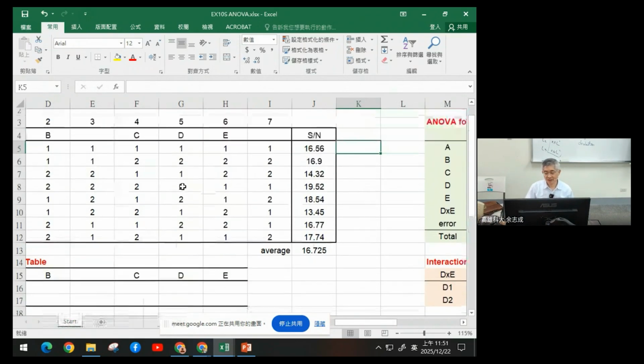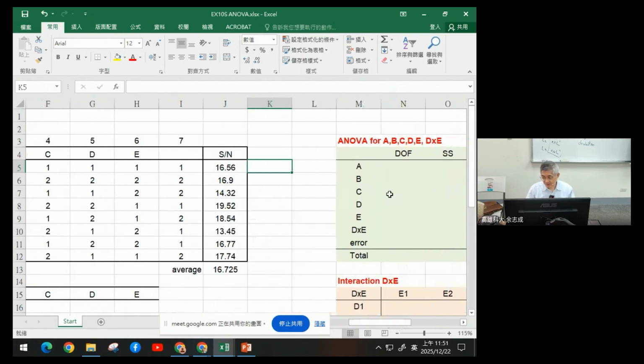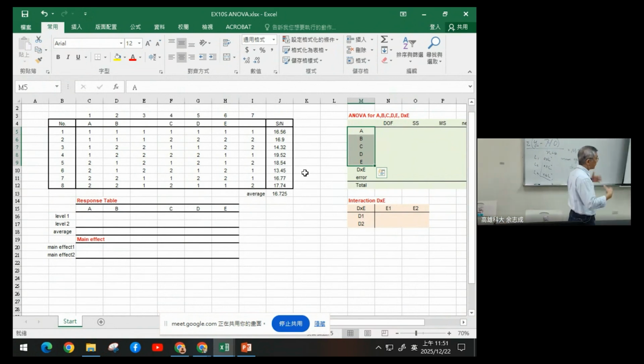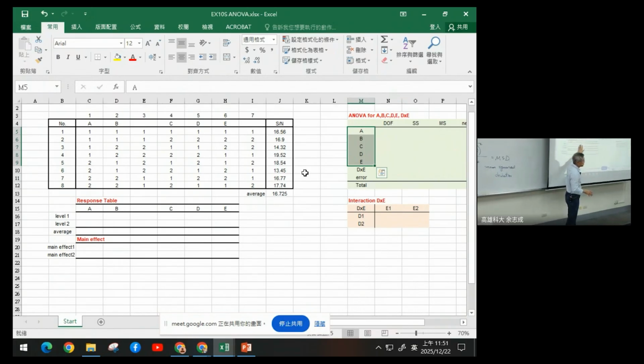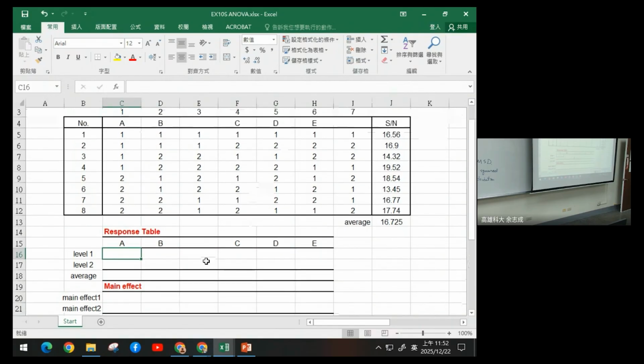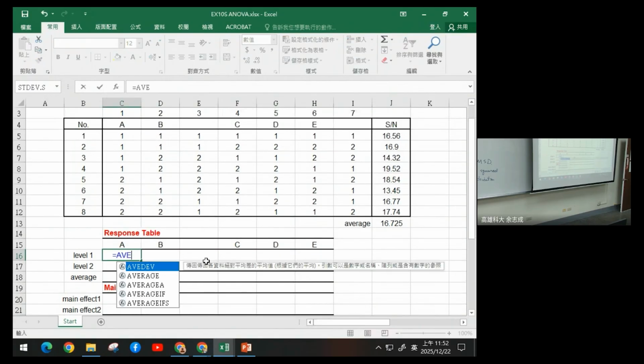Let's try to calculate the degree of freedom and sum of square for A, B, C, D. If you did that before, you should know the process. The first steps are similar to what we did before. We need to do analysis of variance, try to find out the response table for A, B, C, D, E. So let's find out the response table, and next we want to find out the main effect. Should be very straightforward. I will show you again.